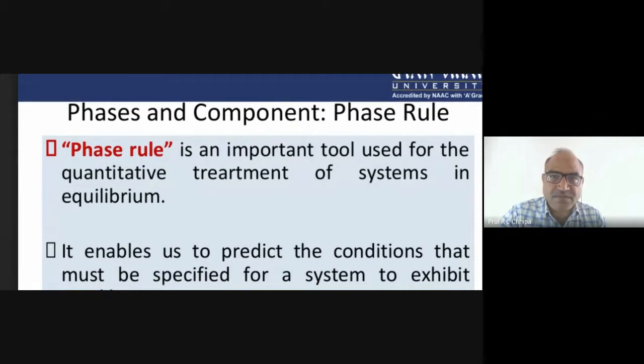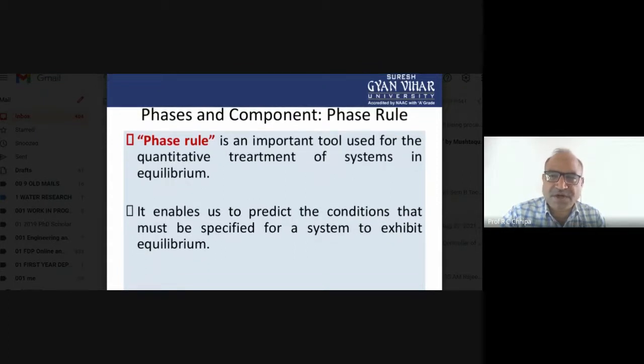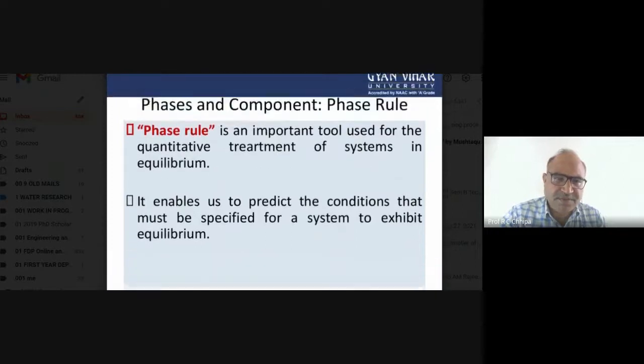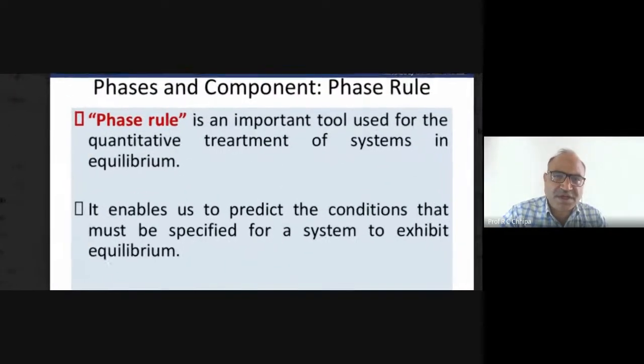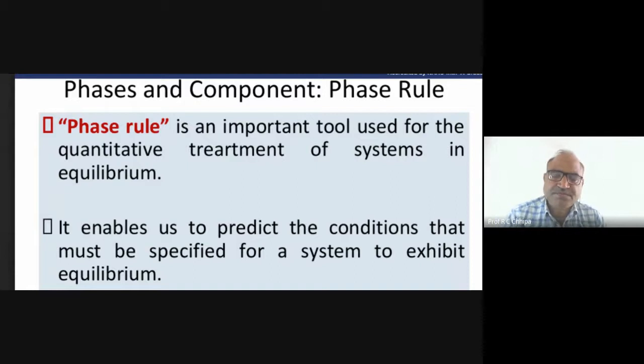So before going to that, what is the phase rule? Phase rule is an important tool used for the quantitative treatment of systems in equilibrium. Equilibrium means, for example, in the case of water or alcohol. With alcohol, we have ethyl alcohol, isopropyl alcohol, and methyl alcohol having the boiling point of 64 degrees centigrade. The room temperature itself is around 30 degrees centigrade.